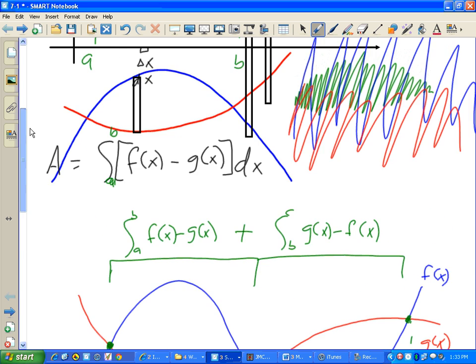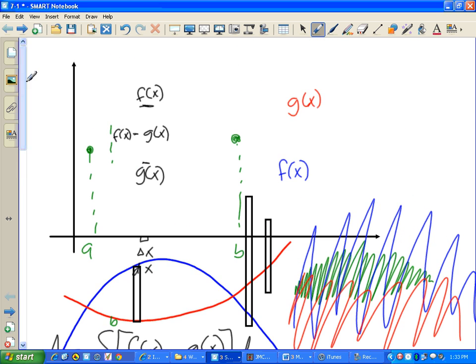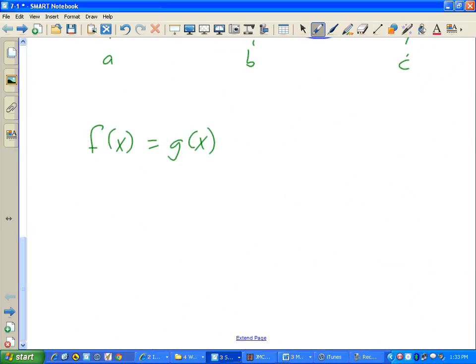Okay, but this is the basis for section 7.1, chapter 7, section 1. And this is beginning our chapter on applying integrals to different situations. So we'll get into some areas, some volumes, some physics problems, and things like that.